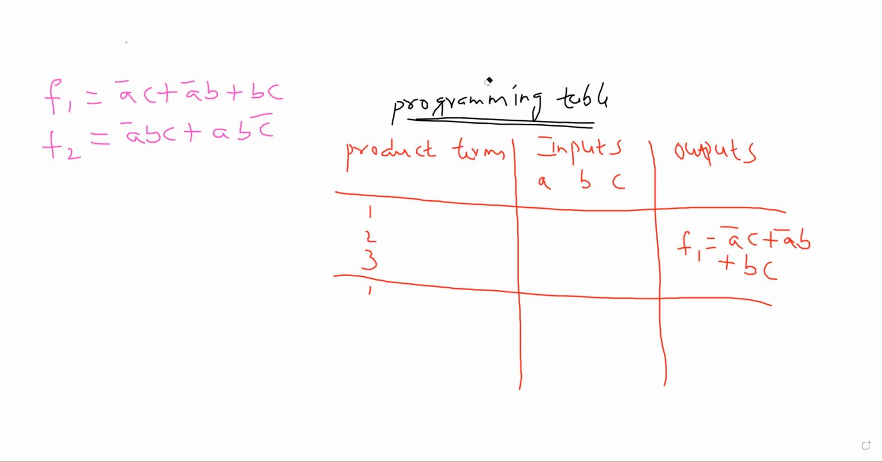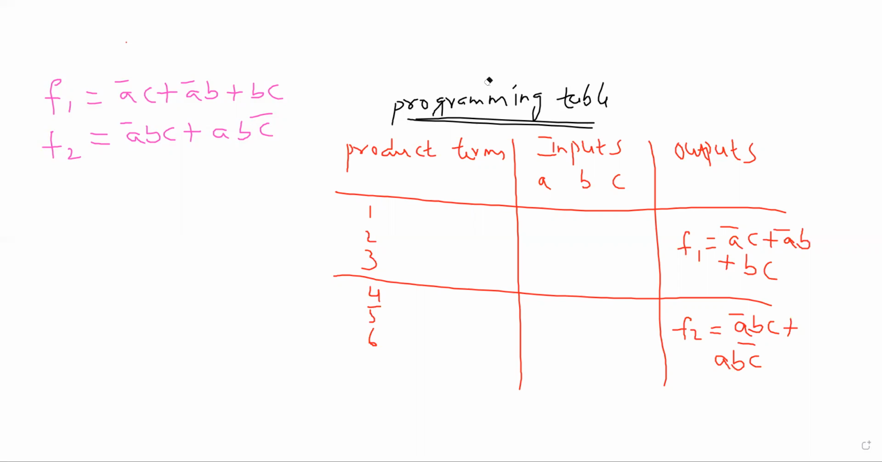The remaining fourth, fifth, and sixth ones are fixed for F2 here. If you observe, F2 has A bar B into C plus A B C bar. That means one unused one is there. Okay, we will see how to fill this table.